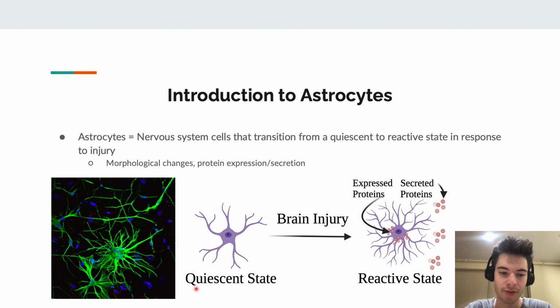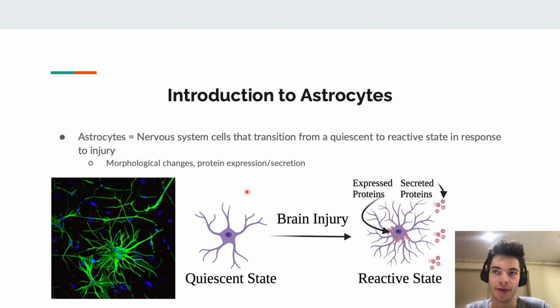So the main cells that I'm looking into to see how the brain responds to this mild TBI are astrocytes. Astrocytes are nervous system cells that transition from a quiescent state to a reactive state in response to injury. They start out as normal cells with a body and a bunch of branches, which are called projections, that allow them to communicate with other cells. Astrocytes are really responsible for the blood-brain barrier.